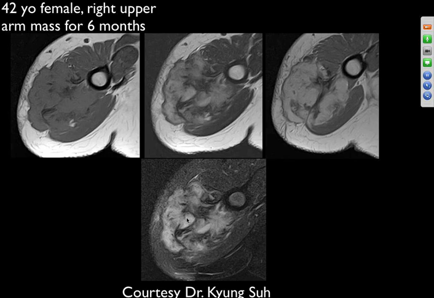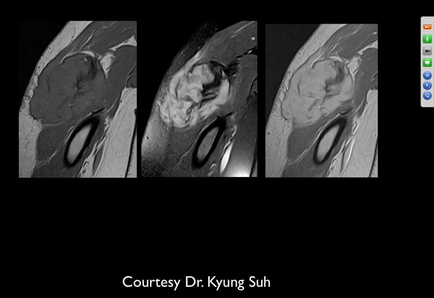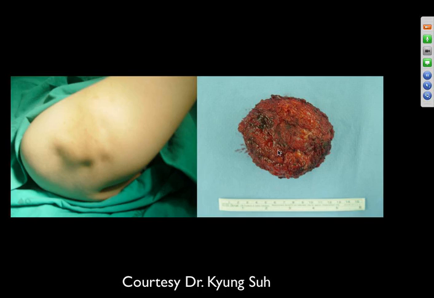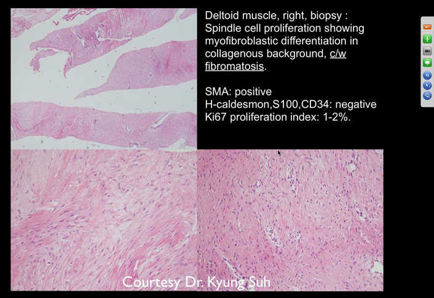Mass extending within the musculature, invading the musculature, and kind of outwards towards the subcutaneous tissue. And it does not saturate with fat saturation. And it has this dense low signal, looks like a fibrous band, and on the fat suppressed images, that kind of mottled pattern that we've seen in some of these other ones. You can see it kind of blends in with the muscle. Yeah, so this is another type of fibromatosis.